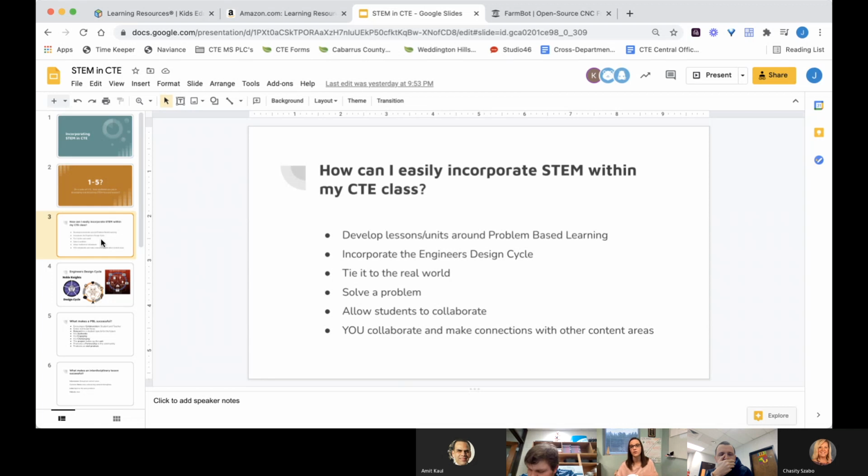And then also making sure that you collaborate and make connections with other people in other content areas. And I think that for teachers is sometimes the hardest thing to do.